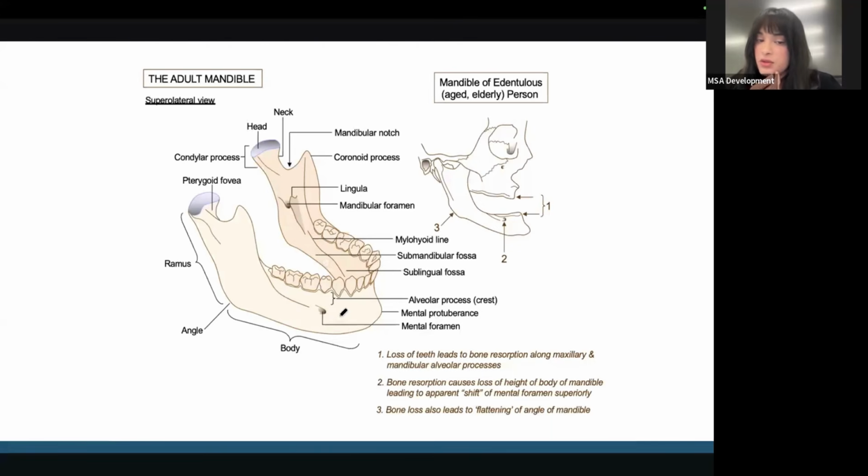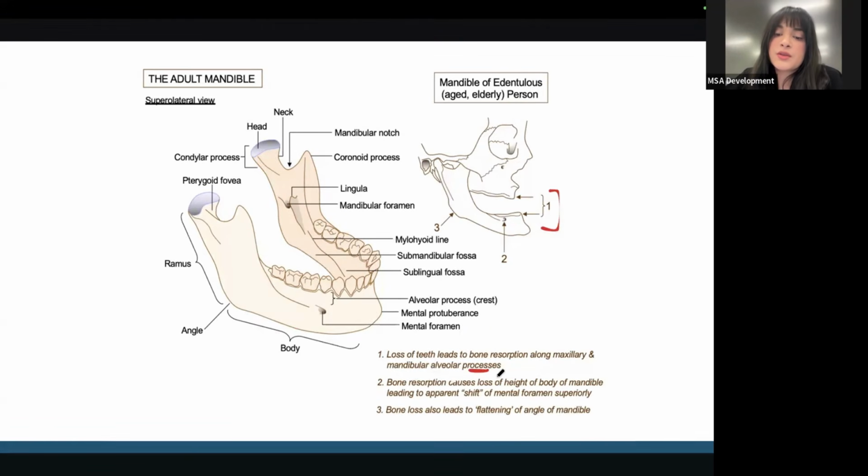Then you have the mental foramen, which is the hole where the mental artery comes out. So what happens in a person who is old? The mandible of the edentulous. Number one is loss of teeth leads to bone resorption along maxillary and mandibular alveolar processes. So the teeth are gone. Okay, over here, number one.